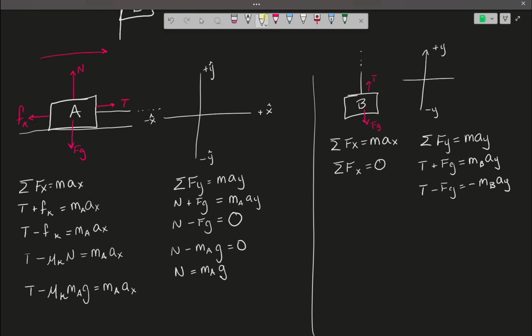The next thing I'm going to do is replace this Fg with the more specific version of the equation. So tension minus mass of block B times g is equal to negative mass of block B times acceleration in the y direction. This is as simplified as I can make these equations. Once I have these equations, I'm now going to figure out what it wants me to solve for, because I have to do all of this no matter what it's asking me to find. All of this has to occur for a forces problem no matter what variable it wants me to solve for.